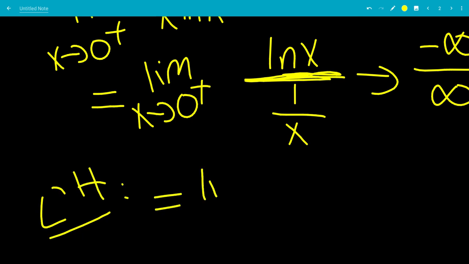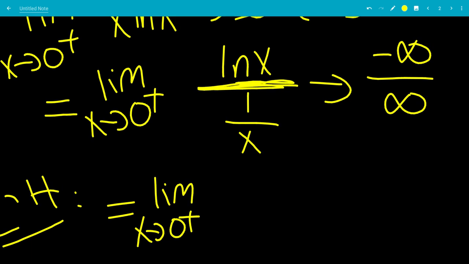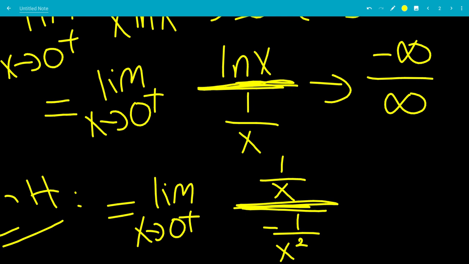Okay, so this will be the limit as x goes to 0 from the right. So L'Hopital's rule says we do derivative over derivative. So we have the fraction bar still from before. The derivative of ln x with respect to x is 1 over x. The derivative of 1 over x, which is the denominator, is negative 1 over x squared.